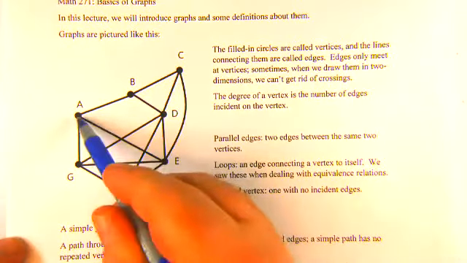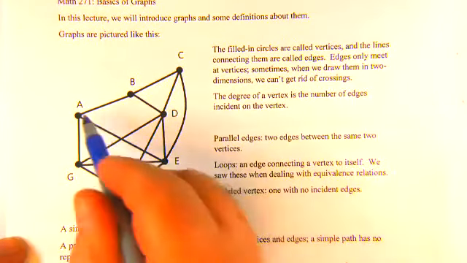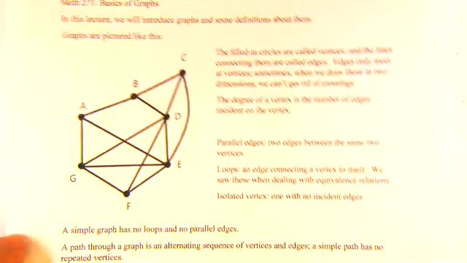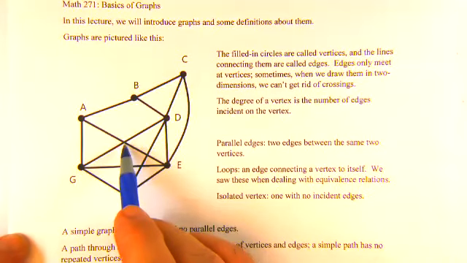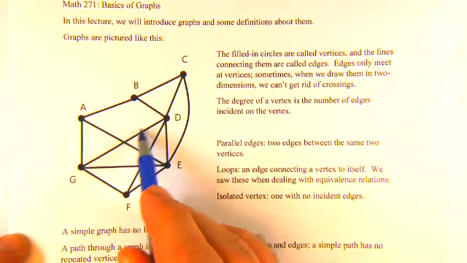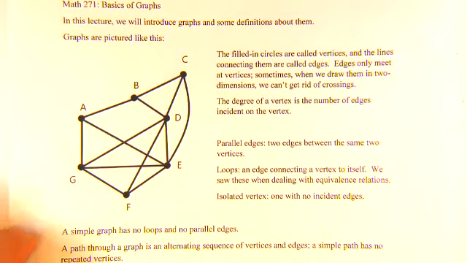So these filled in circles, those are called vertices or vertex, and the lines that connect them like this, those are edges. Edges only meet at vertices. So this point, for example, that's not a vertex, right? These edges cross, but they're not part of the graph. That's just a thing about how we draw them. Sometimes you can't get rid of crossings.